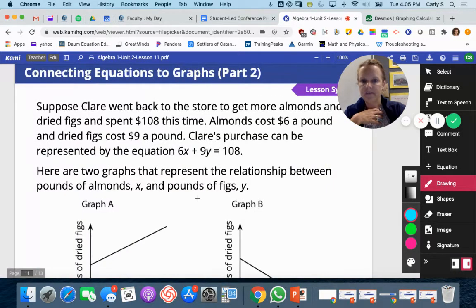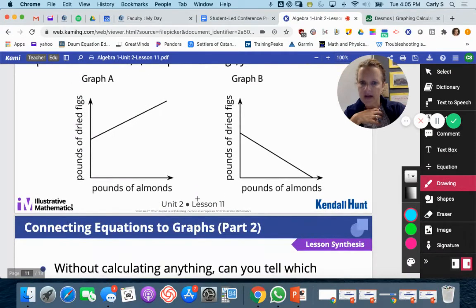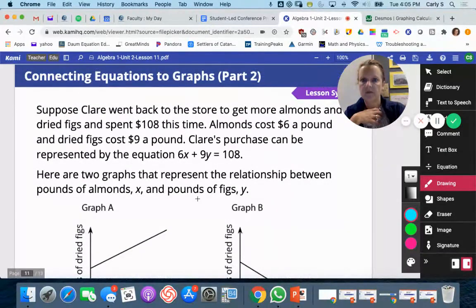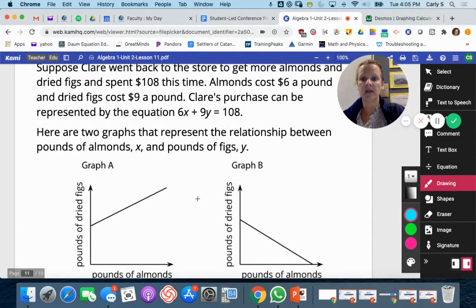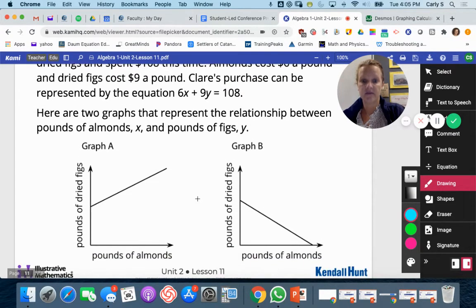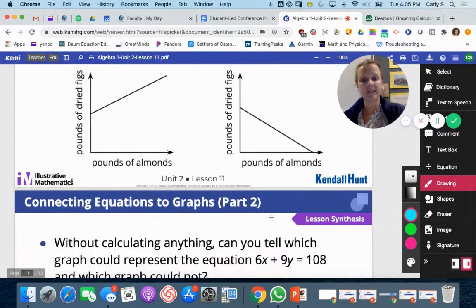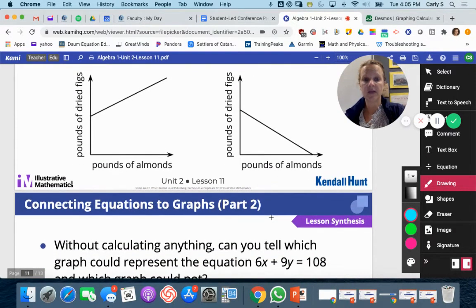All right. So connecting equations to graphs. Part 2. Suppose Claire went back to the store to get more almonds and dried figs and spent $108 this time. Almonds cost $6 a pound and dry figs cost $9 a pound. Claire's purchase can be represented by the equation given. Here are 2 graphs that represent the relationships between the almonds and the figs. Okay, graph A and graph B. Without calculating, can you tell which graph would represent that equation?